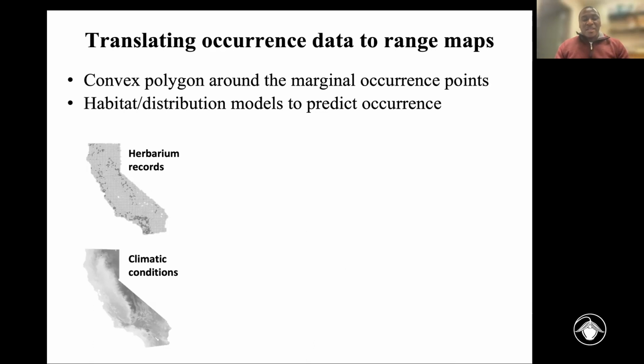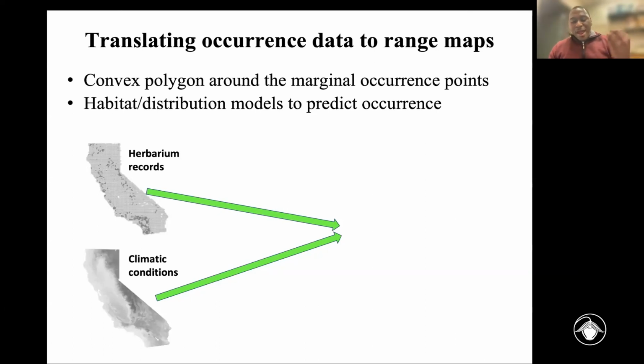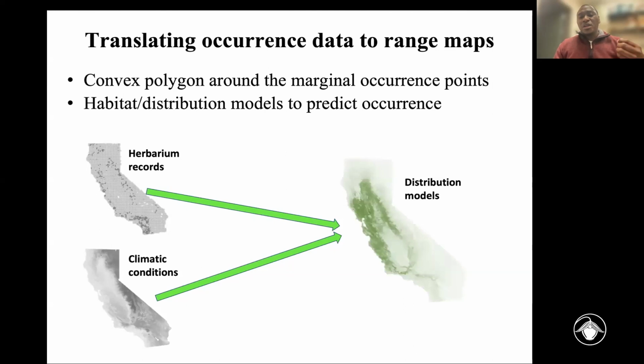And these maps are generated using interpolations of weather records or weather station records that have been collected since over 100 years ago. And so you can combine the records of each taxon with the climatic conditions associated with the locations to fit distribution models for each of them. And then when you fit the distribution models, you can sum them up together in an ensemble model to show the richness of the predicted occurrence of each taxon in an area.